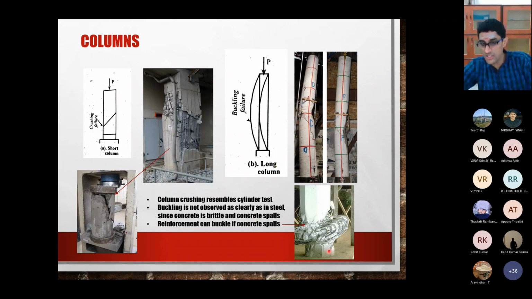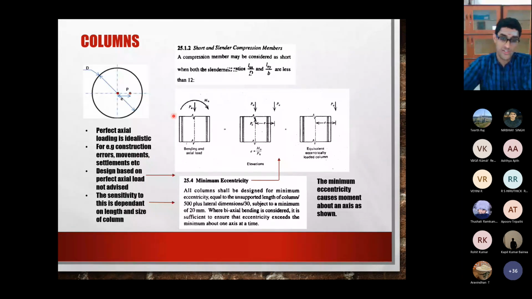Whenever buckling occurs, the concrete can spall off, and once the concrete spalls off, there is nothing to restrain this steel reinforcement from undergoing buckling. So that's what is shown over here. If the concrete spalls out, then the reinforcement can actually buckle. So this is how we decide what type of columns they are.